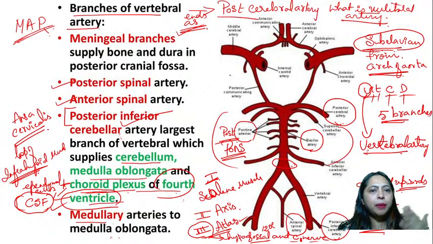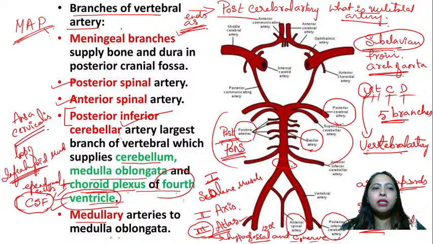Then does it supply the other structures like the cerebral hemispheres and the thalamus? Then there are basal ganglia. So many other important structures are there in the brain. Does it supply those? No, it is not supplying those. It is only supplying those extras that we can think of. What are the extras? The meninges are extra. The cerebellum is a different, completely different lobe.